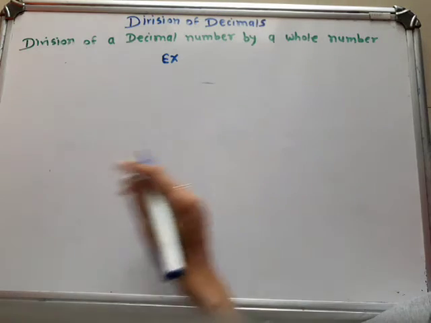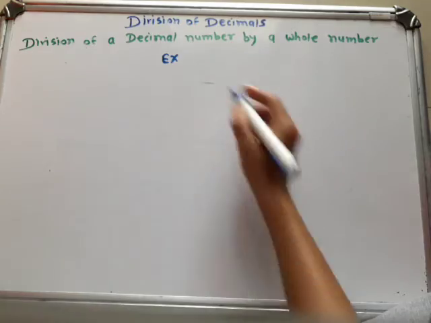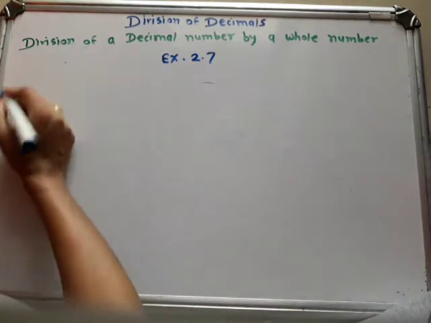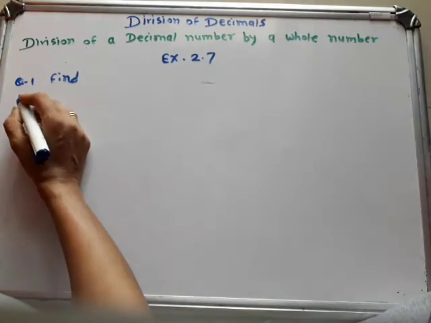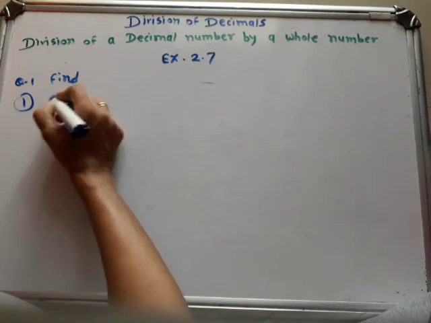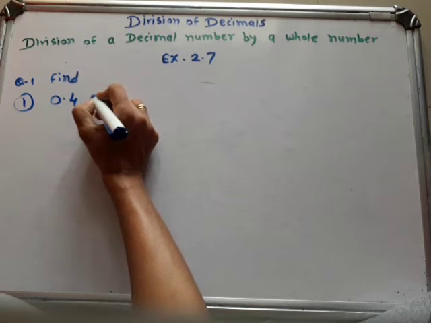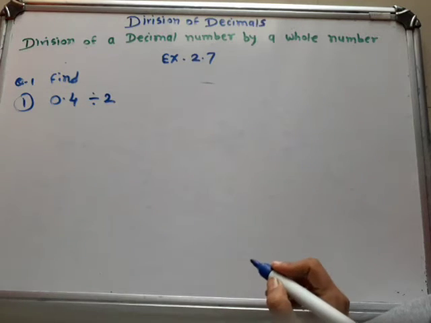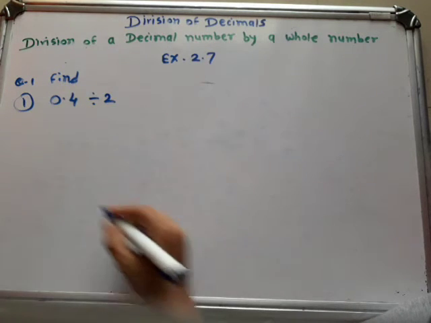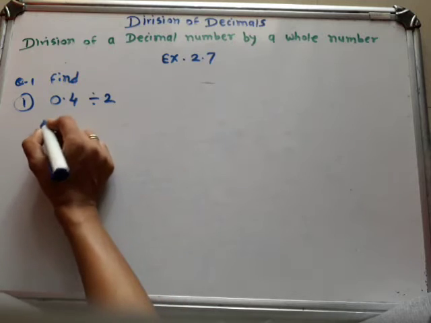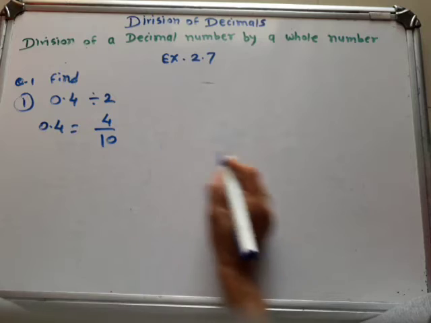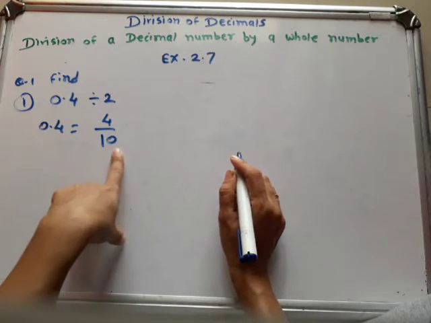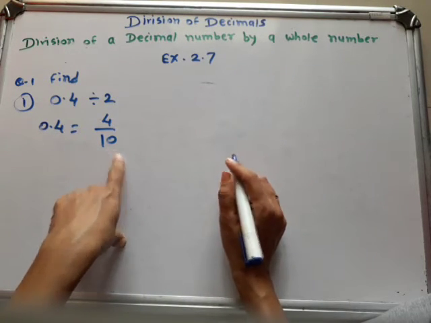Okay, last exercise of this chapter, that is 2.7, and question number 1 is find. Here, divide the decimal number by a whole number: 0.4 divided by 2. This is question number 1. So again, first you have to convert the decimal into a fraction. 0.4 means 4 upon 10. After the decimal point there is one digit, so you put 10.